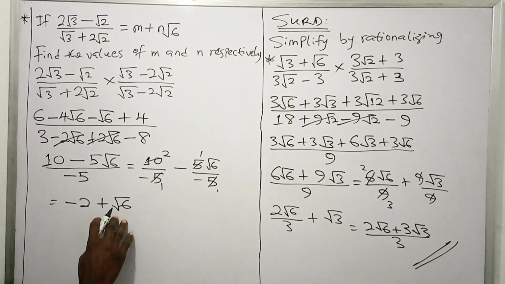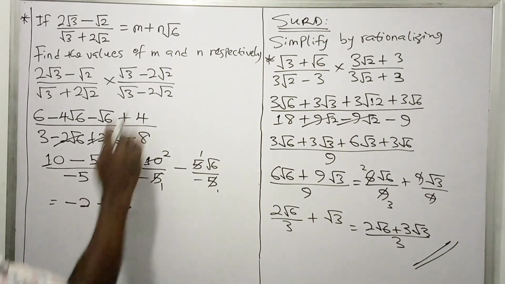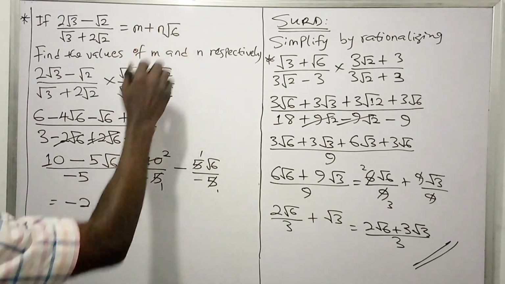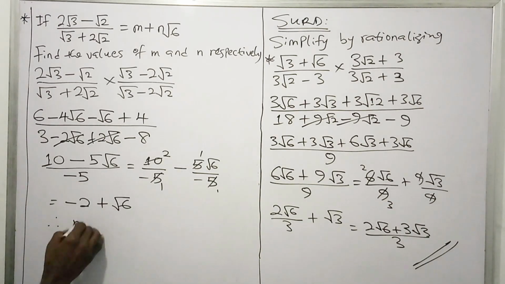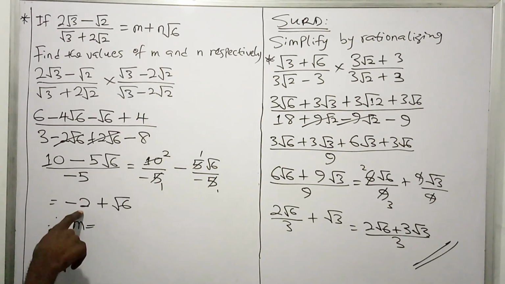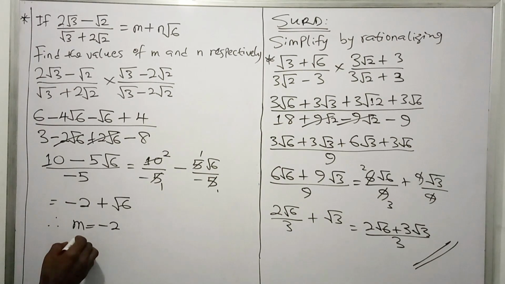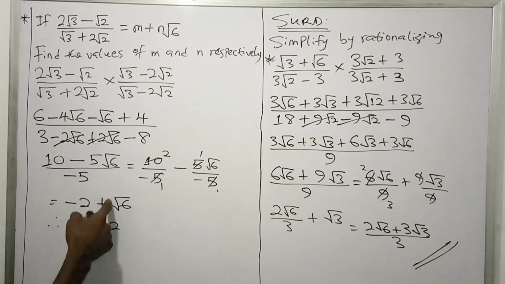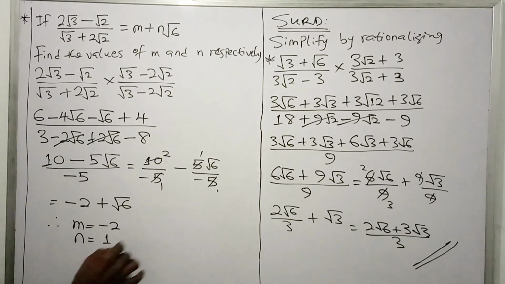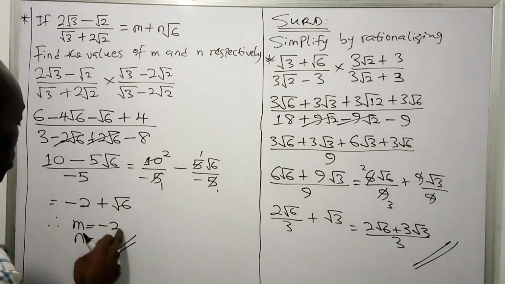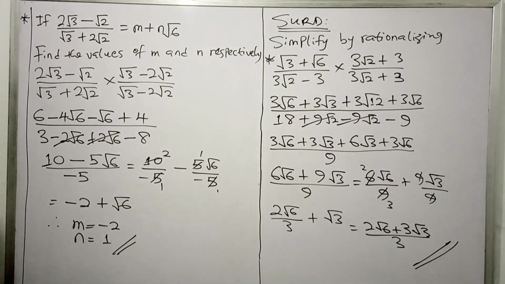Now, I have expressed it this way. Now, compare this with what was given to us here. Therefore, we can say here that the value of m, which denotes this, is minus 2, while the value of n, which is the coefficient here, is 1. So that's the solution: m is minus 2, n is 1. So this is how we handle some interesting questions in surds.